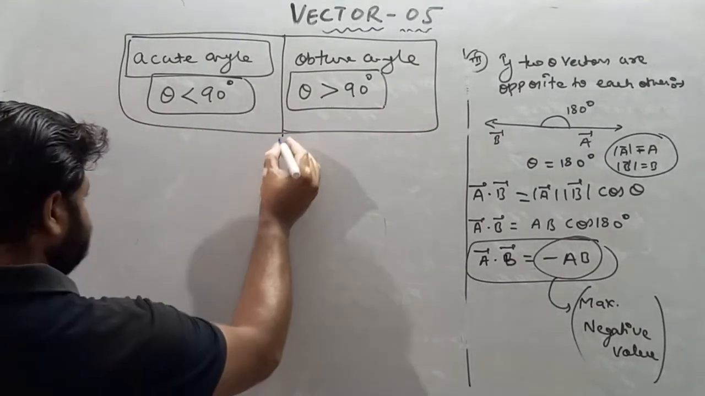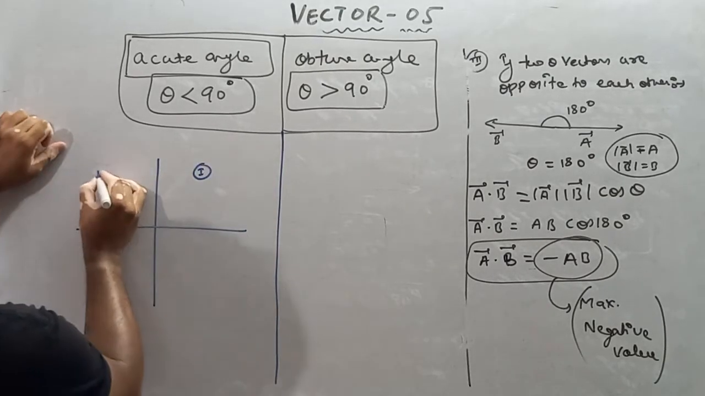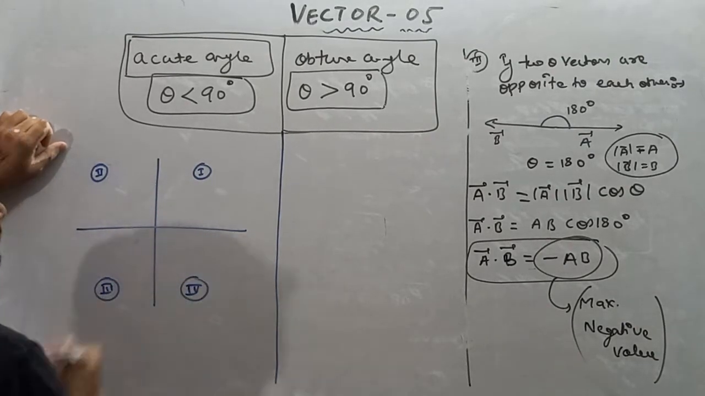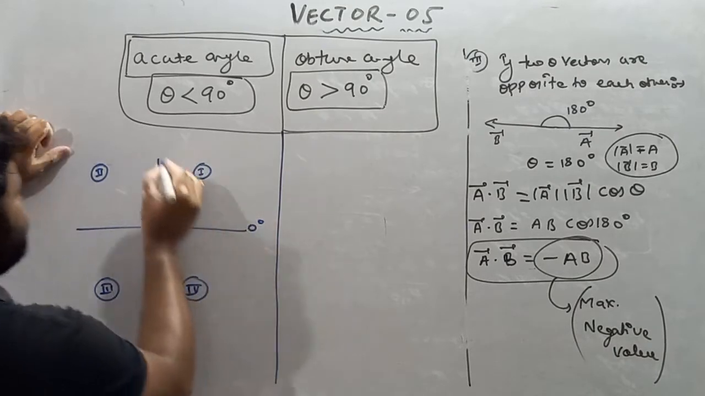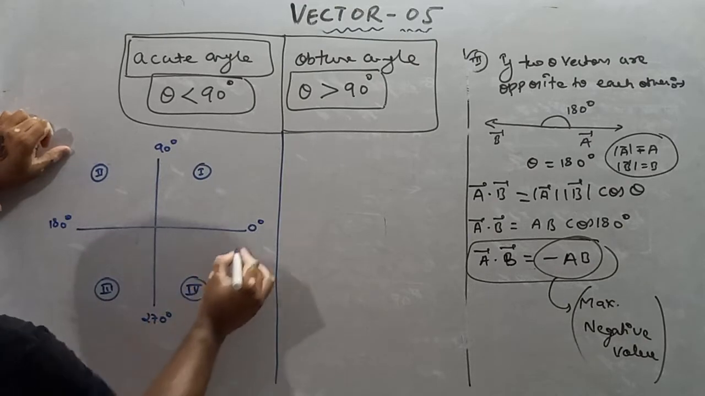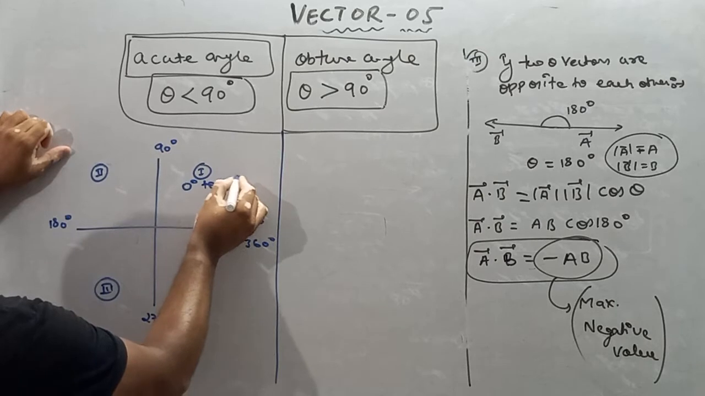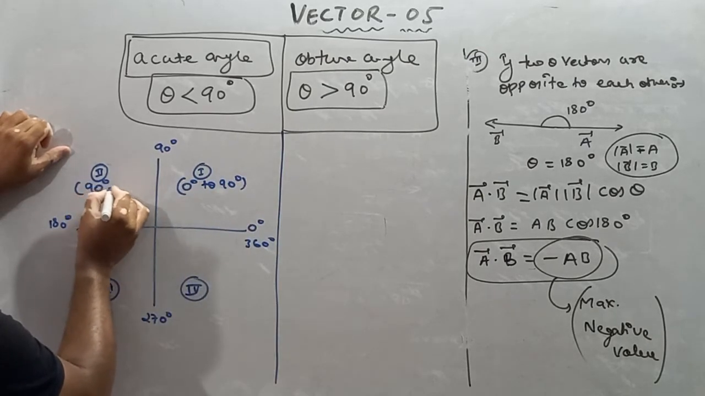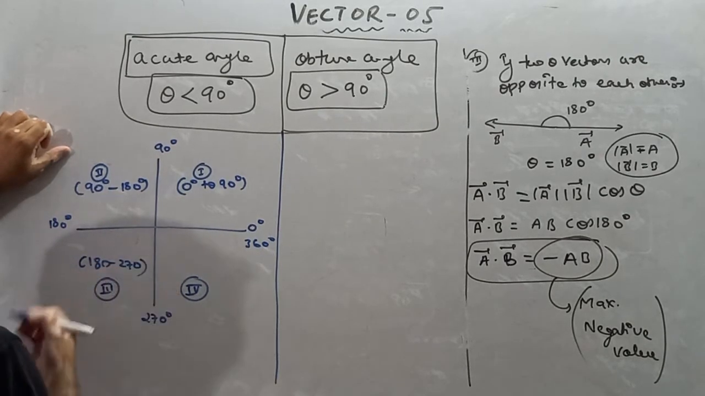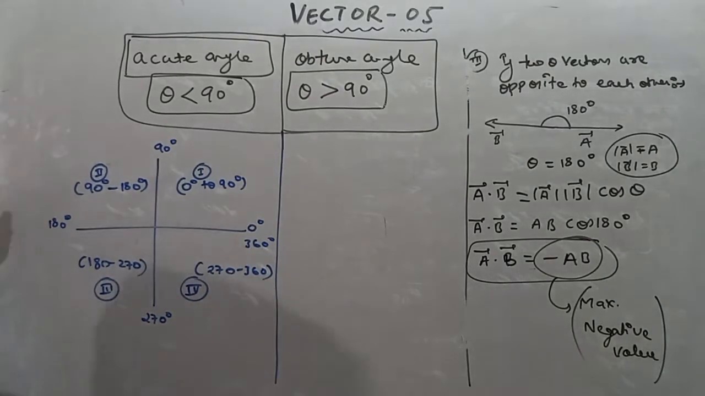Now see, we have quadrant system. This is our first quadrant, this is our second quadrant, this is our third quadrant, and this is our fourth quadrant. We know that here angle is 0 degree, here angle is 90, here it is 180, here it is 270, and here it is 360. So see, first quadrant means 0 to 90 and second quadrant means 90 to 180, third quadrant means 180 to 270, and fourth quadrant means 270 to 360. I hope you are aware about these things.